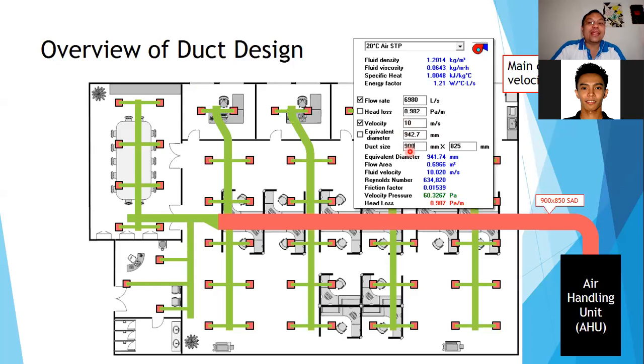It requires me to go with a 900 by 850 duct size, with the equivalent circular duct dimension of 942 millimeters. So there you go. When you're designing your duct using the constant velocity method for the main duct, I would use 10 meters per second, but the requirement is between 8 to 10 meters per second.